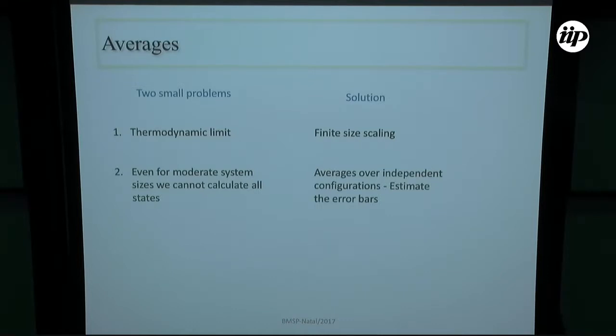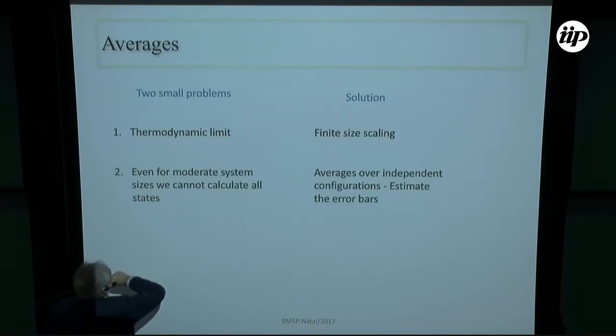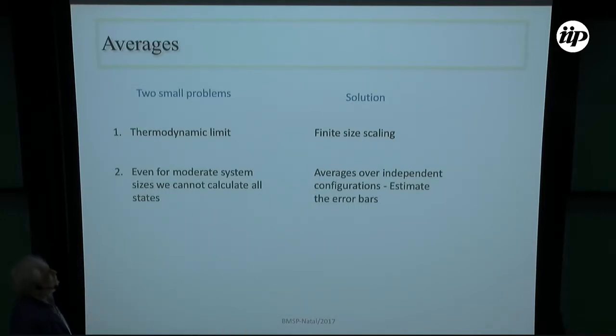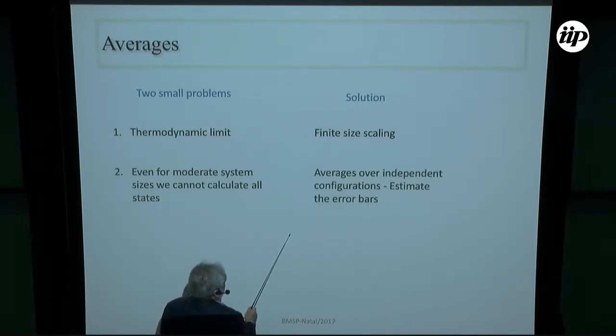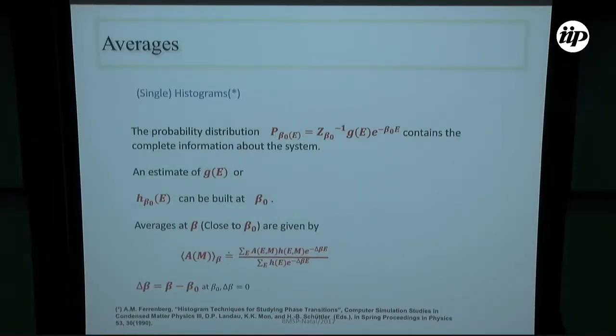Well, so we have these two small problems, which is the thermodynamic limit. And the solution for this is to use what I said, this finite size scaling. And then, even for moderate system size, we cannot calculate all states of the system. So what we do is just to average over independent configurations. We generate as many as we can, and at the end, we estimate in a reasonable way the error bars. Okay, single histogram. This is a very important part of this talk.